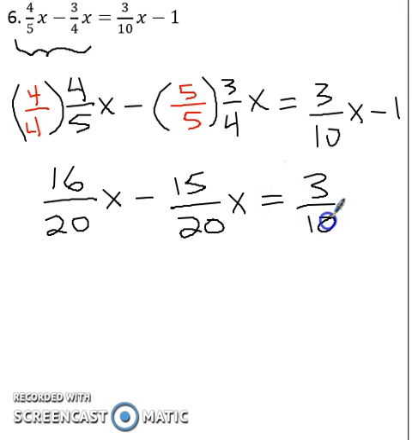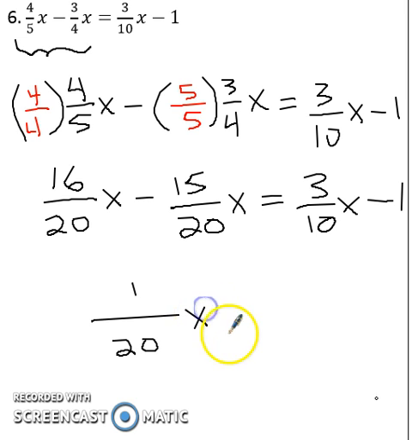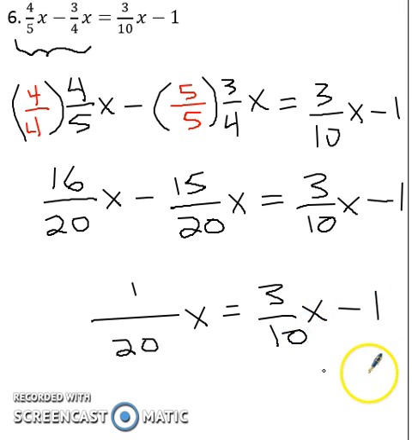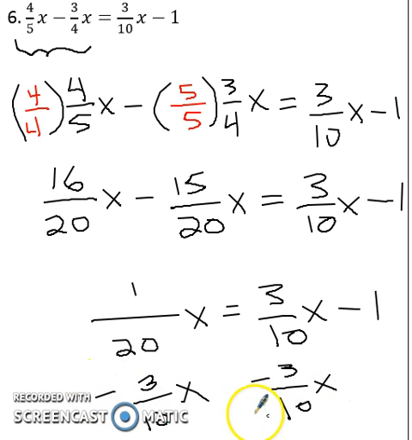And then we can combine our fractions together. We have a 16 minus 15 is 1 over 20x there. And then on the right, we have 3 over 10x. We're going to have to combine those terms with x together. I'm going to need to subtract 3 over 10x from both sides. Show you what that looks like in a moment.